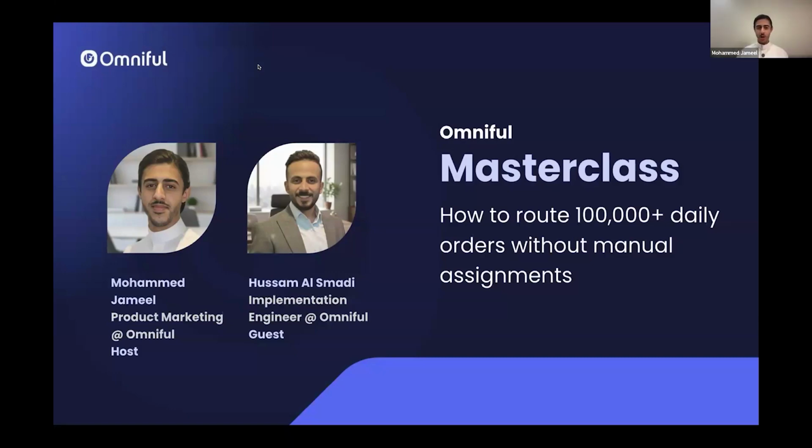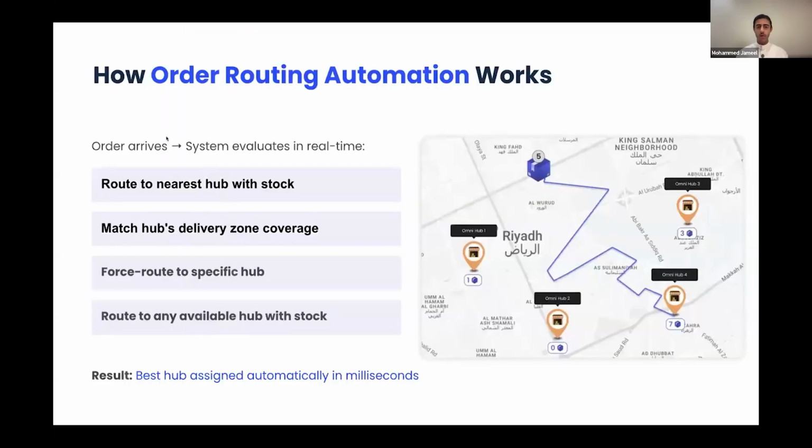So as an operation manager, I can just set things up, and I don't need to care about order issues, maybe manual assignments and so on. Everything is automated. Exactly, based on configurations that need to be set. Okay, I want you now to take me through how order routing automation works for me as an operation manager.